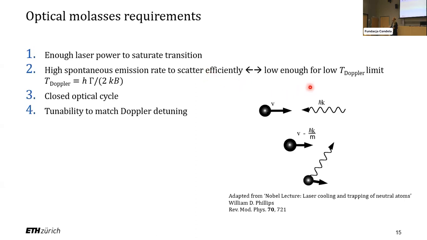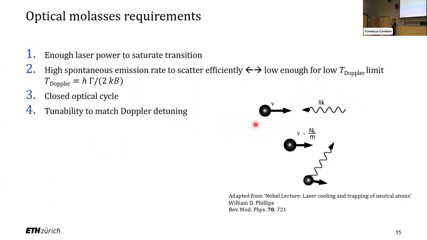But also the spontaneous emission rate is proportional to the Doppler cooling limit. So we don't want it to be too high, so that we can also reach very low temperatures and have a very collimated beam. Of course, we need a closed optical cycle transition such that we do not lose our atoms in the laser cooling process. And we need the tunability to match the Doppler detuning. Let me quickly introduce what this means.